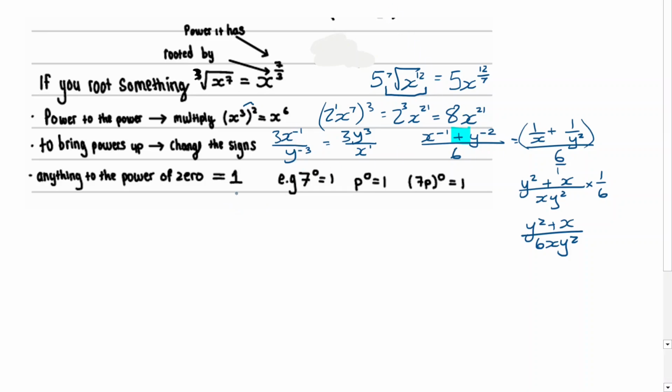And the last concept for this video is anything to the power of 0 is 1. And so if it was just 7 to 0, it's 1. If it's p to 0, it's 1. If it's in brackets 7p to the power of 0, then that whole term to the 0 just becomes 1. If I had 7p to 0, it would be 7, and just the p to the 0 would become 1. And so those are some variations of that.